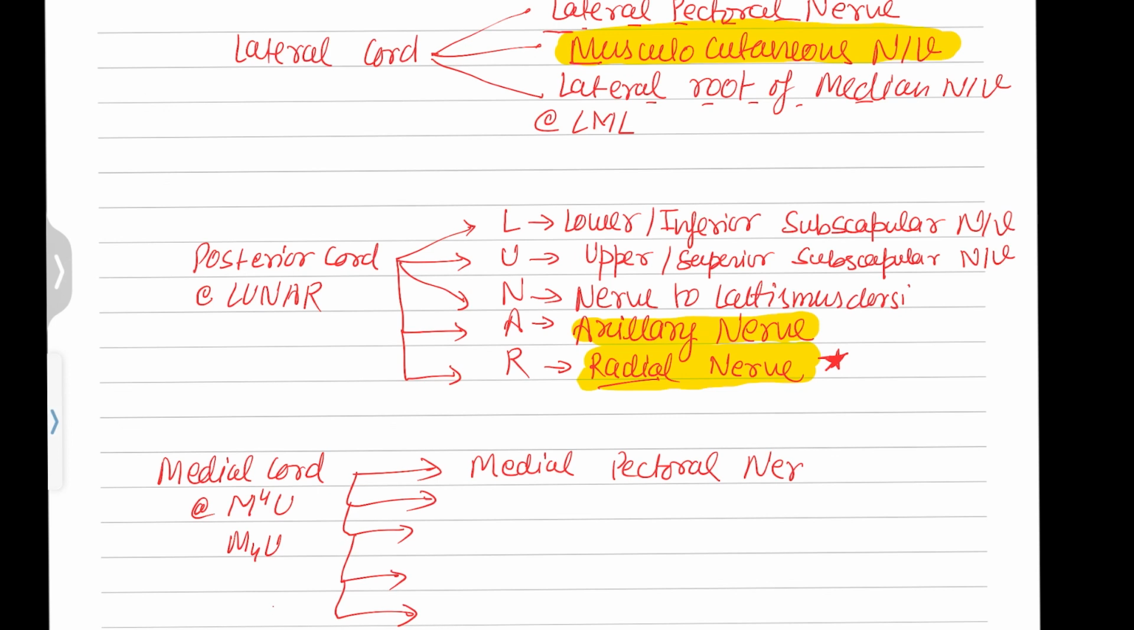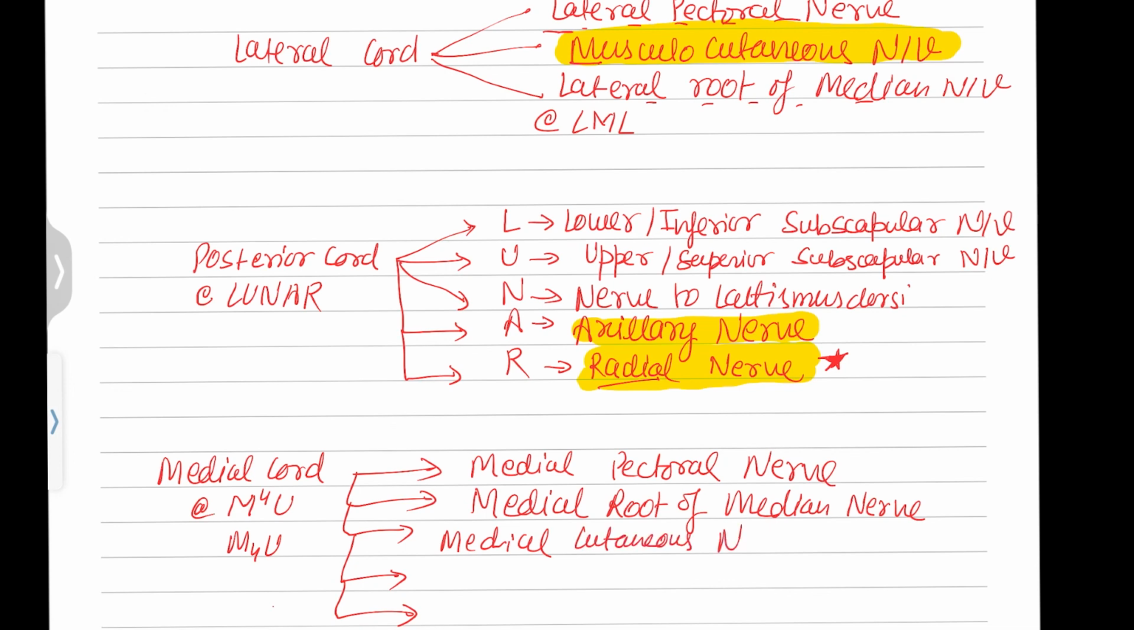We are going to write it down. And then there is the medial root of the median nerve. And then there are 2 sensory nerves, also known as the medial cutaneous nerve of the arm. See, when you see the cutaneous word, just remember that it is going to supply as a sensory nerve, and the medial cutaneous nerve of the forearm.